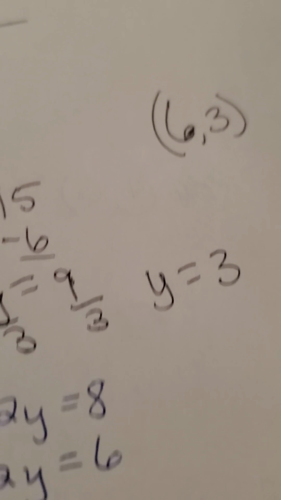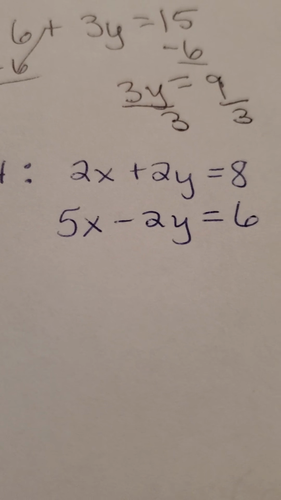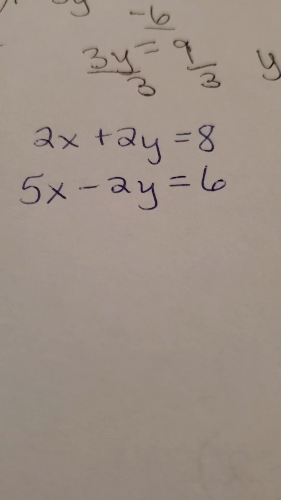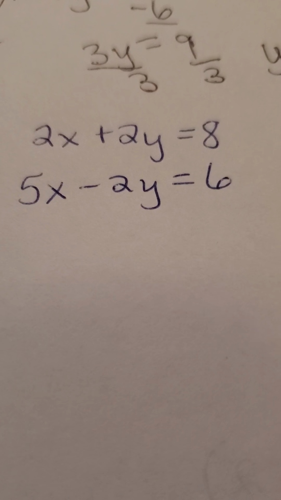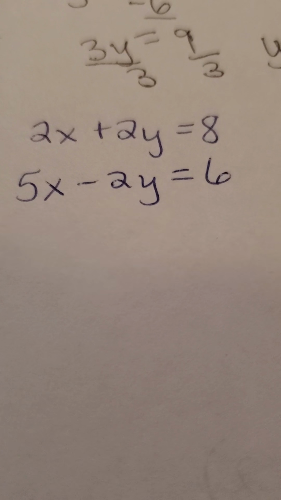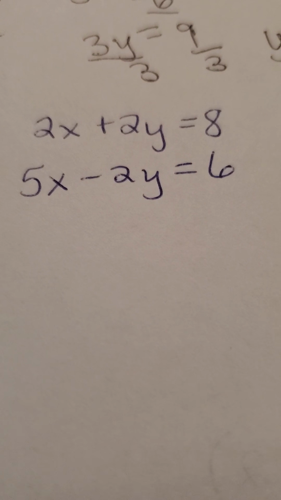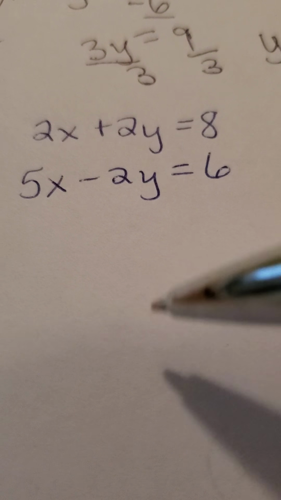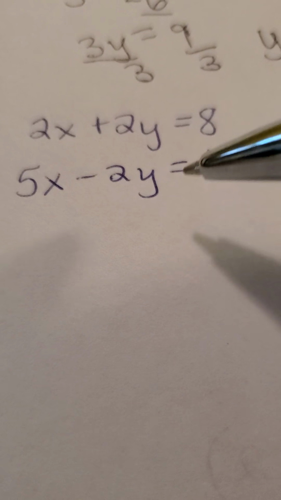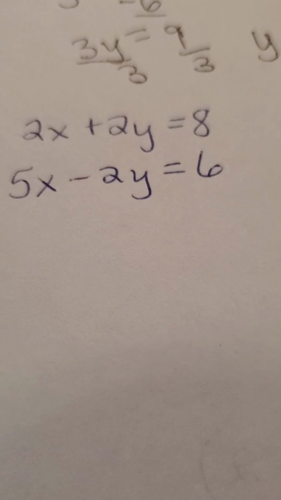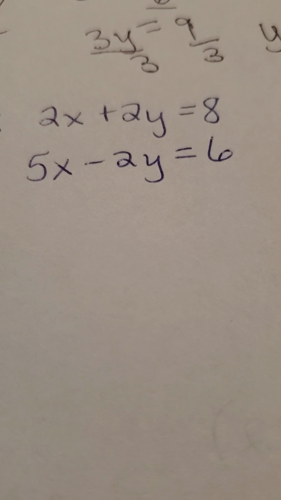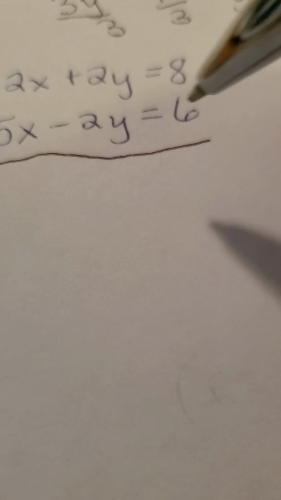Last example here. All right. This time we got 2x plus 2y equals 8, and 5x minus 2y equals 6. And again, if I'm looking at my y's, right away I see that I have two of the same coefficient and opposite signs. I have a plus 2y and a minus 2y. So right now, I know whenever I add these two equations up, the y's are going to cancel right away. So I'm going to add these two things together.